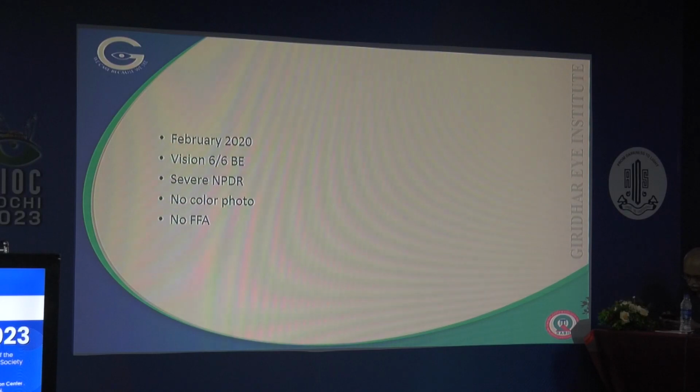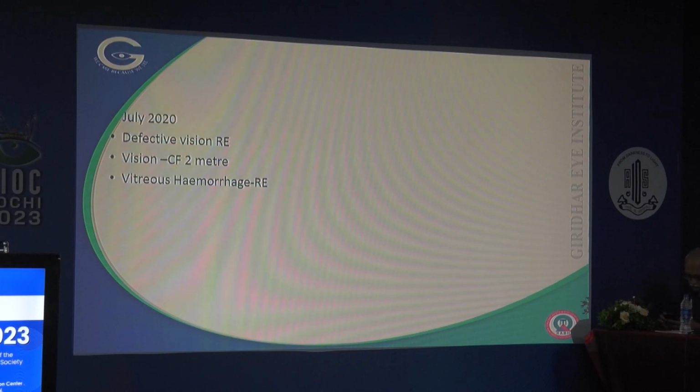The patient came back even after a month or so. Imagine, the patient has been careful. I mean, the patient probably had slight blurring of vision. Again, it was seen in the outpatient department. Everything has been documented in the chart, severe NPDR, but no color photo, no fundus fluorescein angiography. And finally, July 2020, within a matter of 3 months, the patient comes with a drop in vision with a dense vitreous hemorrhage in the right eye with a visual acuity of CF 2 meter.